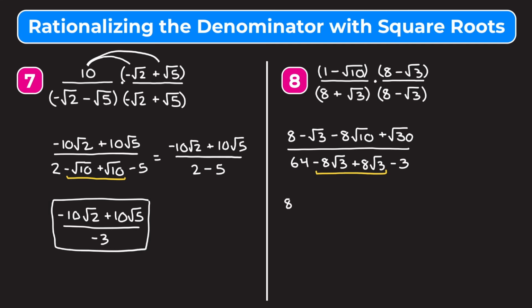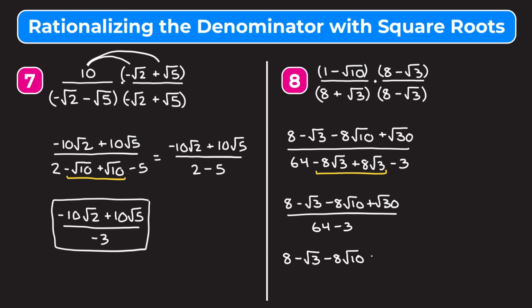On the top, we can't combine any like terms, so we're just going to leave it as is. On the bottom, the negative 8 root 3 and the positive 8 root 3 cancel out, so we're left with 64 minus 3. And then finally, we're going to simplify the 64 minus 3. So again, we can't simplify anything on the top. We can't combine roots unless they're like roots, so we're just going to keep our answer as is.